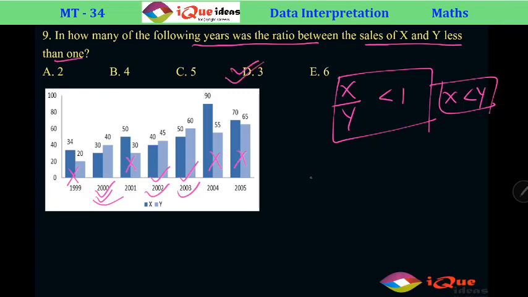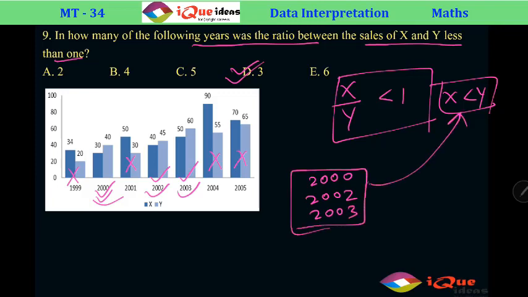That is D option. That is 2000, 2002 and 2003. In these years, X is less than Y. So X upon Y will be less than 1. Okay. Now the next one.